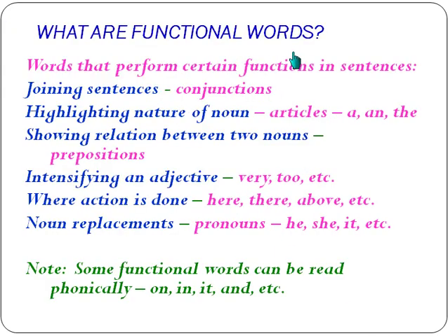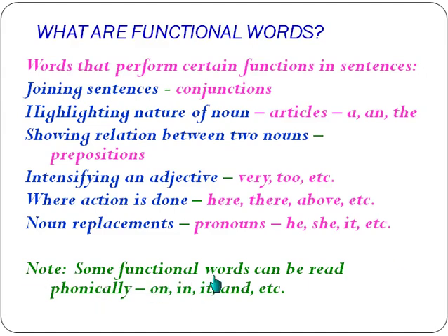What are functional words? Words that perform certain functions in sentences are called functional words. For example, we use conjunctions to join sentences. We use articles to know the nature of the noun, a and the. We use prepositions to show the relation between two nouns. To intensify an adjective, we use intensifiers. To show where an action is done, here, there, above, etc. And also pronouns, he, she, it, etc.